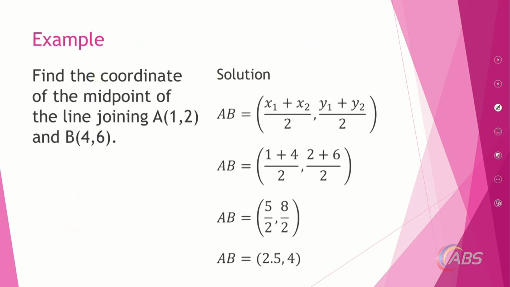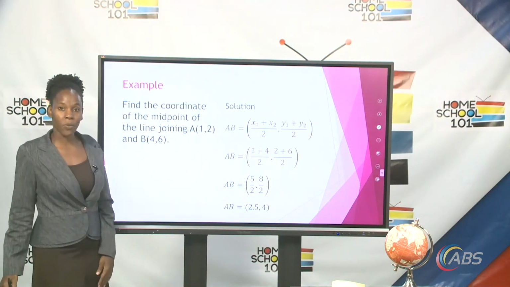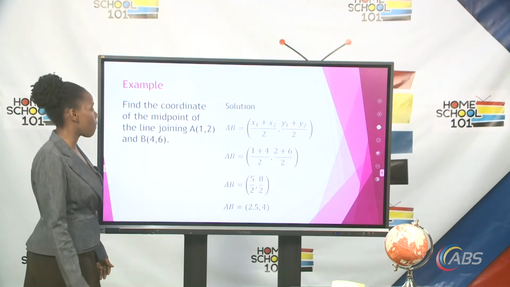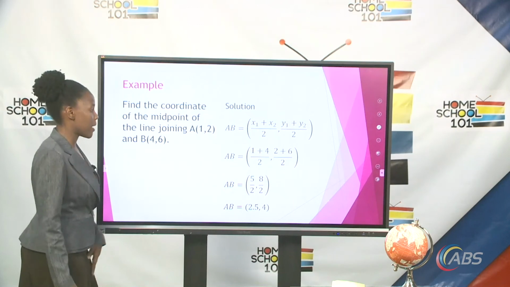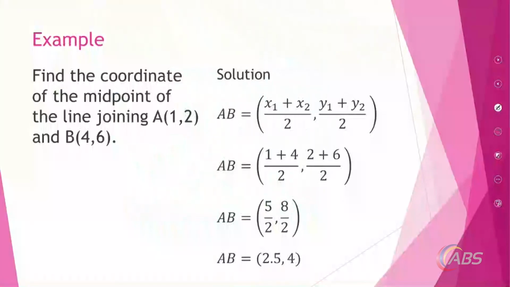An example here says find the coordinate of the midpoint of the line joining A and B. Again, we get our x1 from our first coordinate and the x2 from our second coordinate. As usual, the first term in the bracket would be our x values, and the second term would be our y values. To substitute, it becomes 1 plus 4, which gives us 5 divided by 2, and 2 plus 6, which gives us 8 divided by 2. Therefore the midpoint is 2.5 and 4.